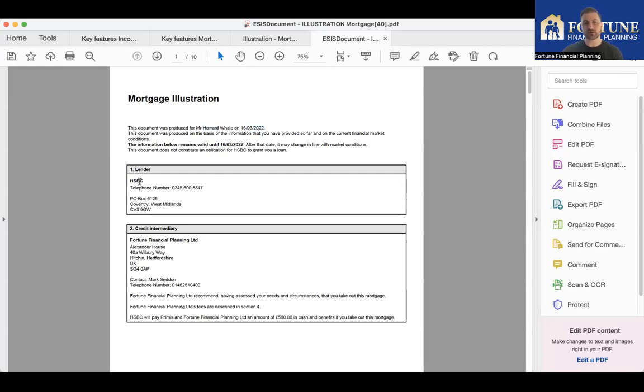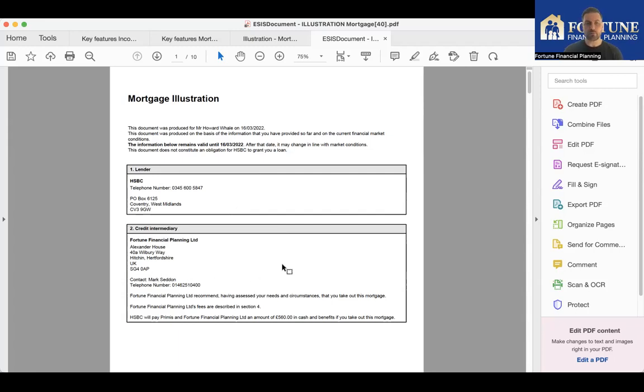And what you can see is that I've chosen the lender HSBC, and the reasons around that is what I'm going to come on to throughout the illustration. Now, before we get going, I want you to know that we are Fortune Financial. Just reconfirm that from our initial appointment. I'm Mark Seddon. If you do need to contact me, my contact number is here.